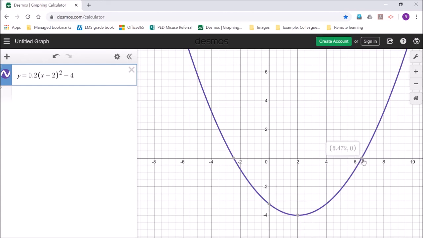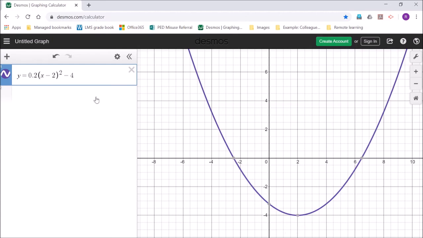Or the x-intercepts, right, the zeros, so that weird number, comma 0, this weird number, comma 0. It even does maximums and minimums, so high points and low points. So like the vertex of this parabola is 2, negative 4. So Desmos just goes ahead and calculates those for you, very useful.